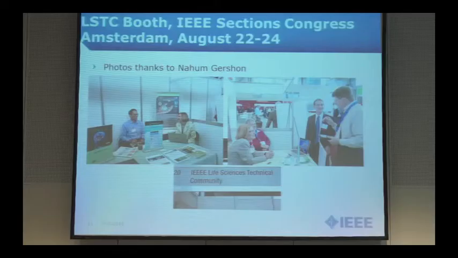I have this picture that Nahum actually took. Where is he? There he is. He's not in the picture because he was busy taking pictures, so I'm sorry I don't have a picture of him. But this was our booth at the IEEE Sections Conference, which happened just a few weeks ago. And thanks to him, we have a picture of John Waltz and myself. Some of you may know him, sitting in our booth. And then we have some visitors that we're chatting with.